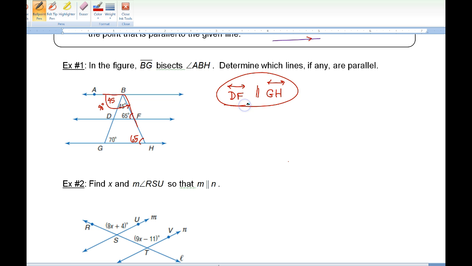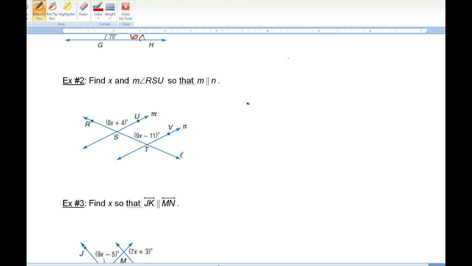Okay. Next, here we want to find X and the measure of angle RSU so that these two are parallel. These are corresponding, so we'd want to make sure that they're equal to each other. So we get X equals 15, and then for the measure of angle RSU, we have 8 times 15 plus 4, so 8 times 15 is 120, plus 4 is 124.